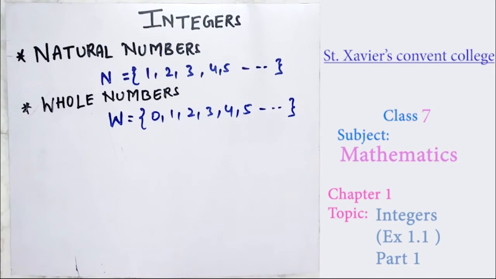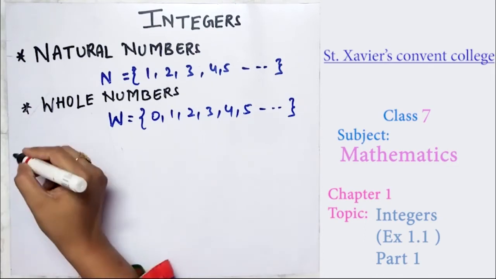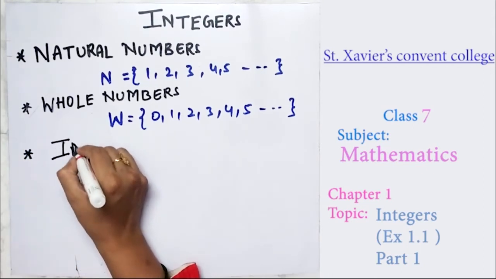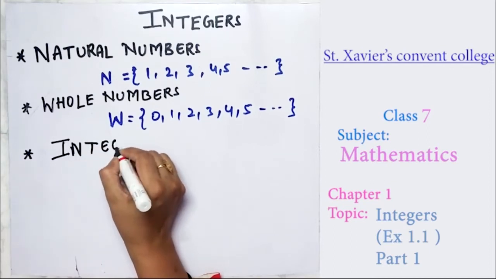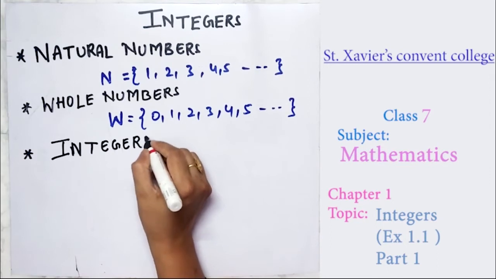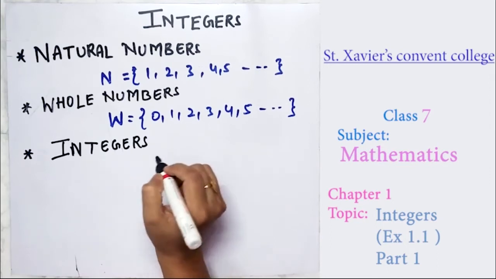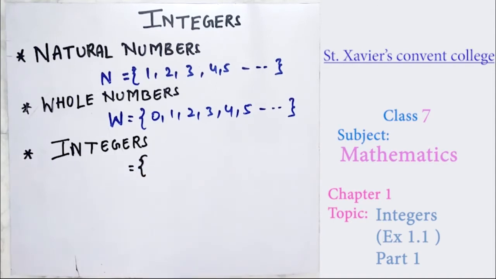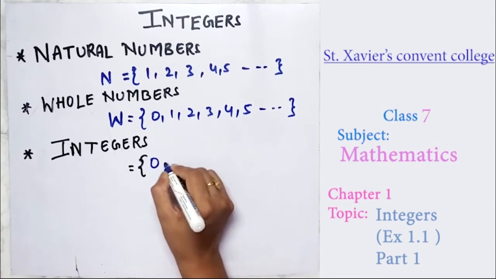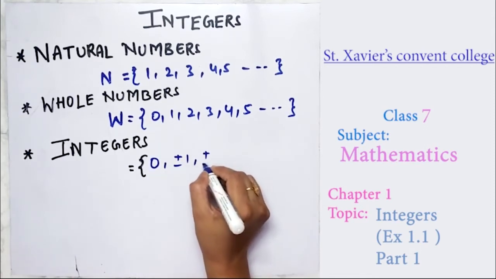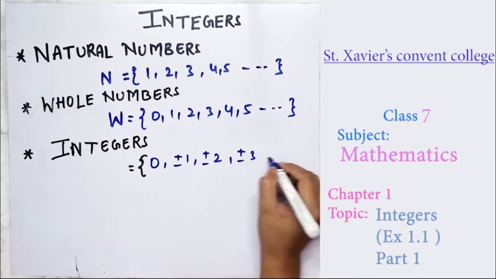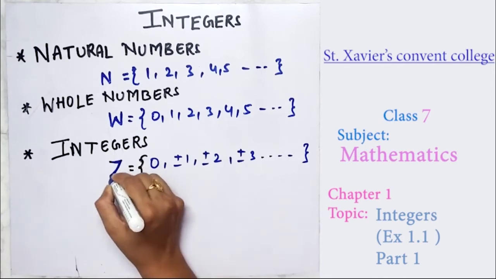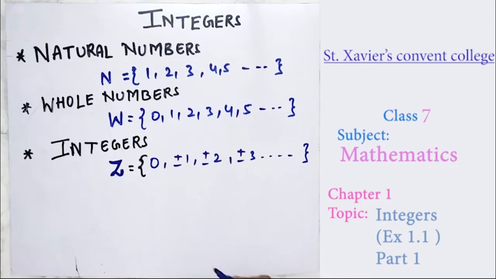From these natural numbers and whole numbers, the integers came into existence, which can be plotted on a real line. So integers are a type of numbers having positive and negative signs both, and the set is notated like this: 0, plus minus 1, plus minus 2, plus minus 3 and so on. Integers are notated by the capital letter Z.